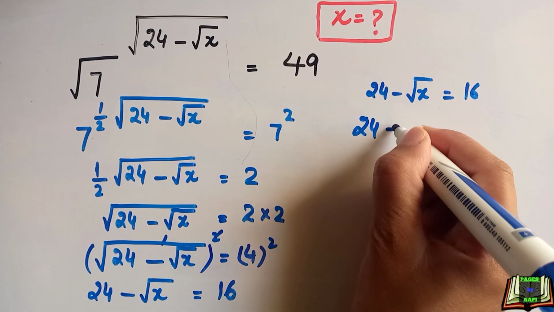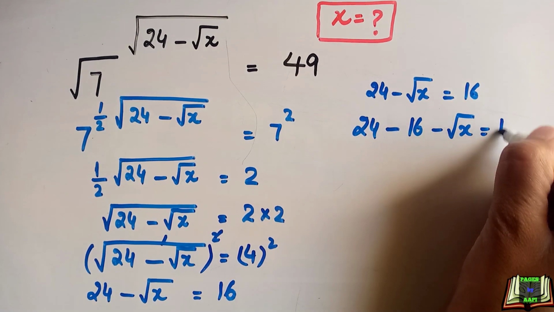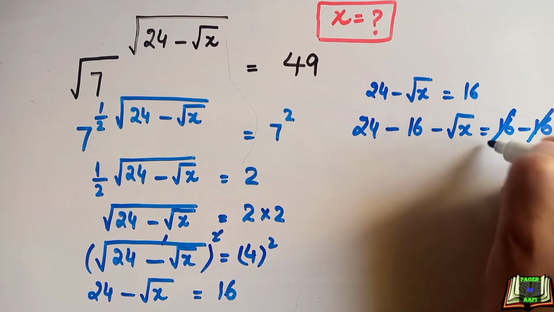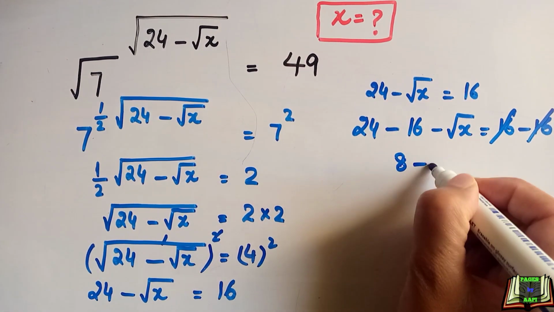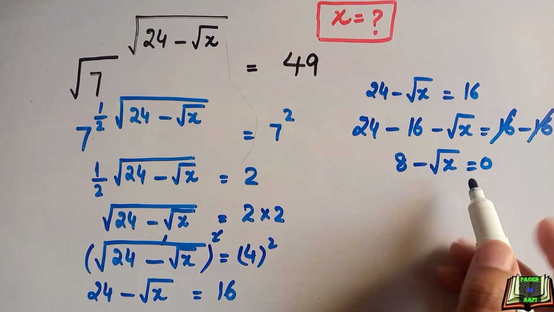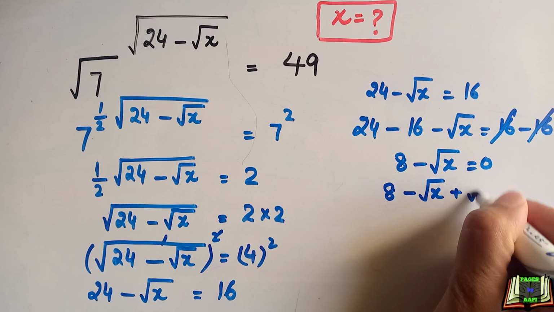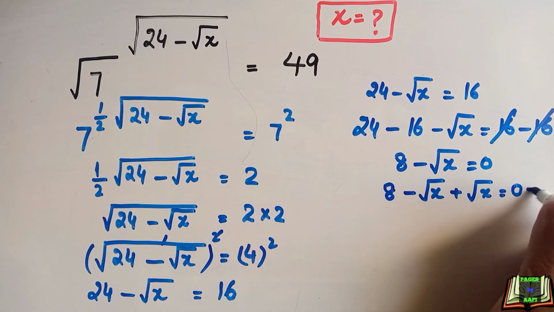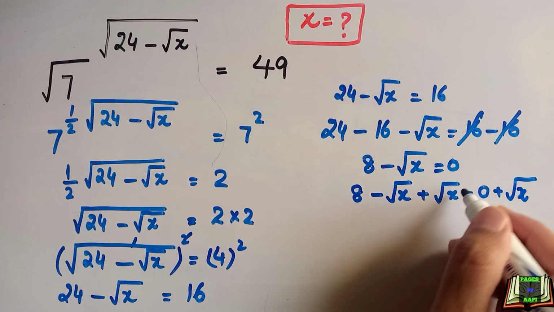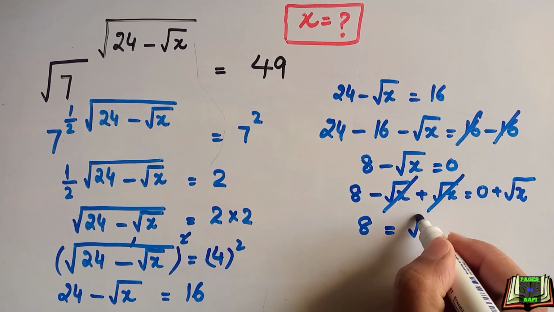In the next step, we will subtract 16 on both sides. 16 minus 16, here 16 and 16 will be cancelled out, and here we got 8 minus root of x is equal to 0. In the next step, we are going to add root of x on both sides: minus root of x plus root of x, and on right hand side 0 plus root of x. This plus and minus root of x will be cancelled out. We are left with 8 is equal to root of x.